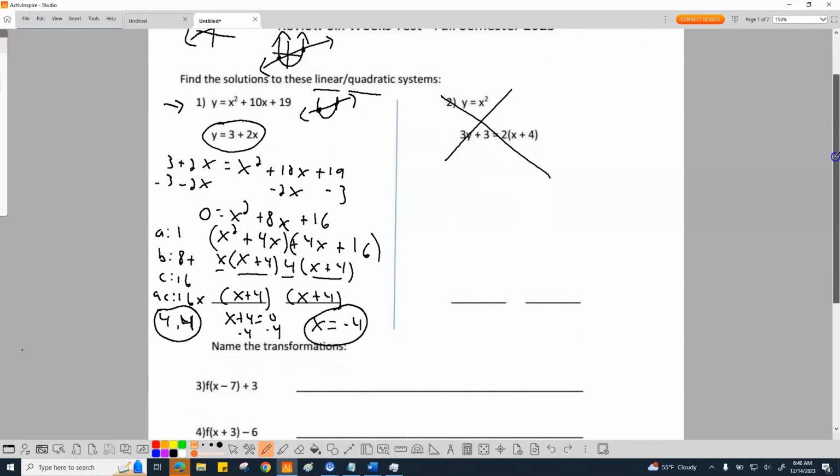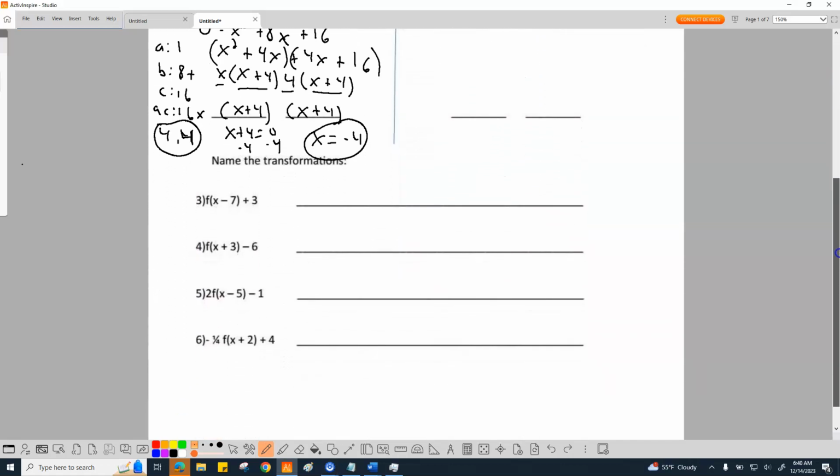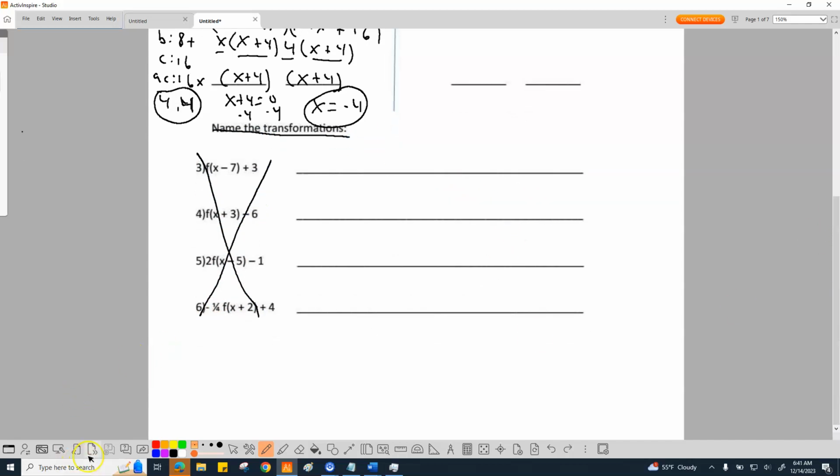Okay, I've already crossed out number 2, so I'm going to go ahead and go to 3 through 6. Remember, I'm not ready to deal with this type of notation here. These transformations, we'll deal with this next semester. I will come back to this, but I just did not want to give this to us right now. So I need you to cross out these. We don't need that. So now I'm going to go ahead and go to the next page.